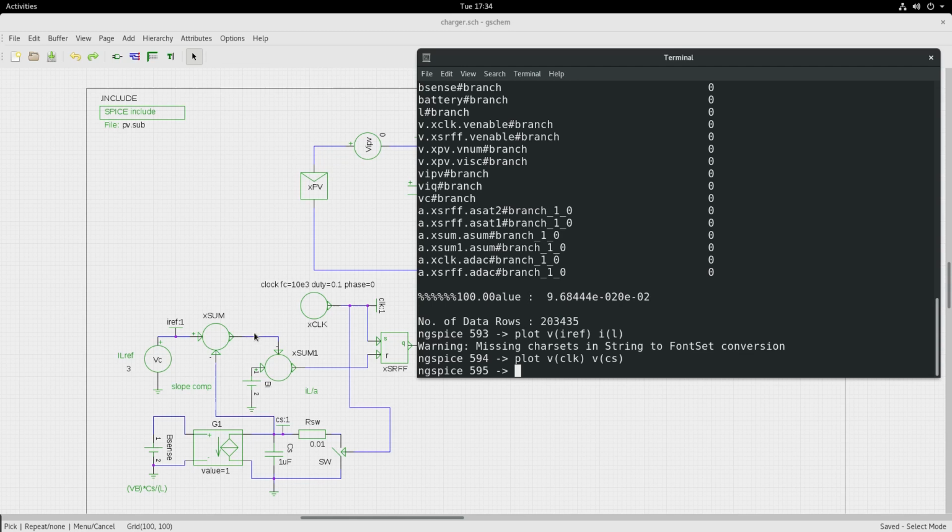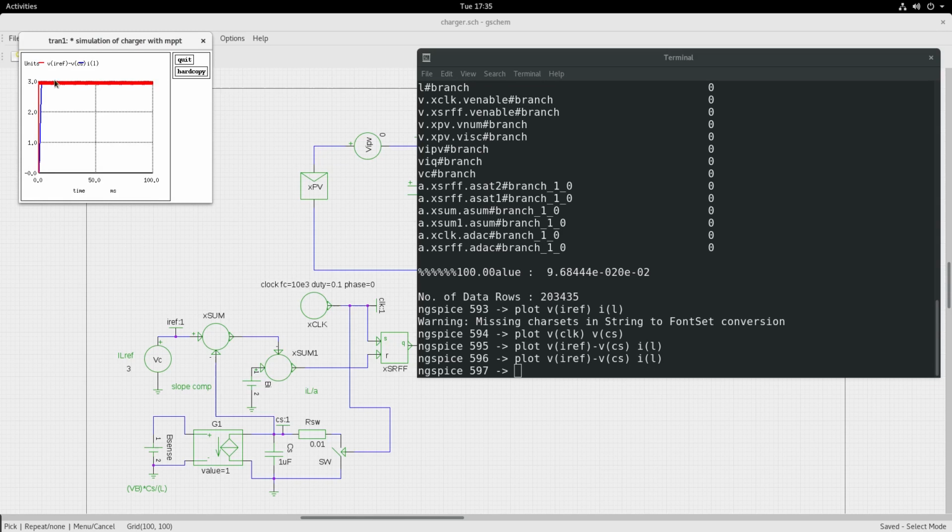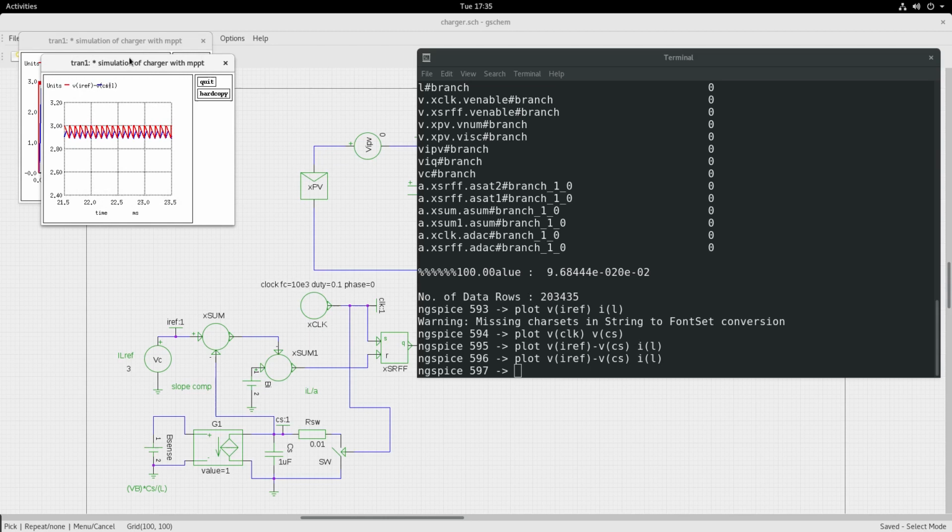Let us now see this modified IL reference, that is the slope compensated reference, which is the IL ref minus I slope, and compare it with the inductor current IL. So plot. Let me plot the difference between these two and the IL. It will appear something like that. Let us take a very narrow region so that we will be able to zoom it like that.